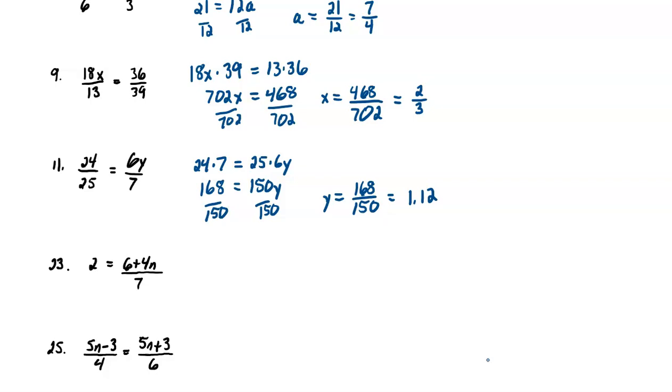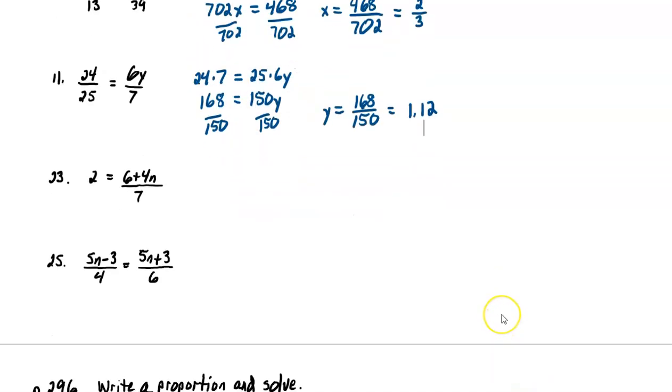So I chose to give the answer as a decimal here, but I could have given the answer as a mixed number. Now number 23. On the left side of the equals is just the whole number 2. If we put a 1 underneath it, now we've created a proportion.